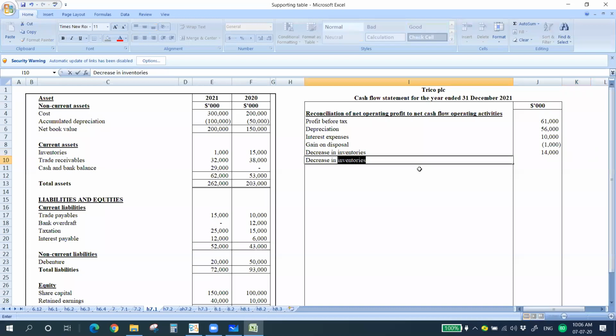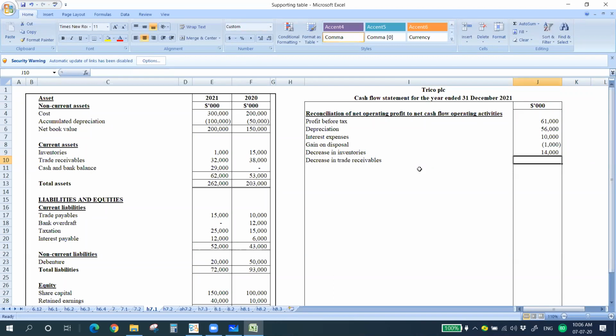A decrease in your trade receivables, what is the impact in your cash flow statement? Decrease in trade receivables, so positive. Yes, positive 6,000. Why positive 6,000? Because when you have a decrease in trade receivables, it means that you collect more money from your customer. When you collect more money from a customer, this is a cash inflow to the company.